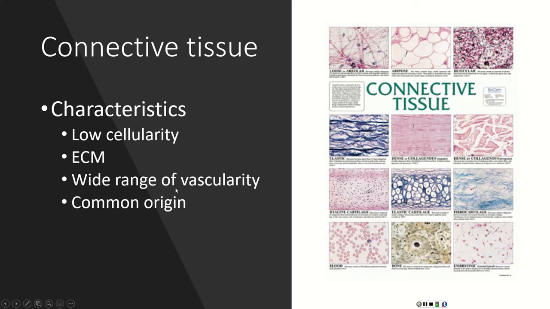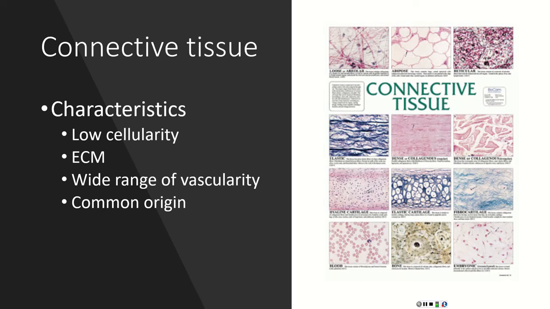There's a wide range of vascularity. Some connective tissue has a pretty good blood flow, lots of blood vessels. Some connective tissues don't have any blood vessels at all, such as cartilage. If you've ever damaged or known anyone who has damaged a cartilage in your knee, you know that it is really slow to heal because it doesn't have a good blood supply to bring in all the nutrients needed for that healing process.